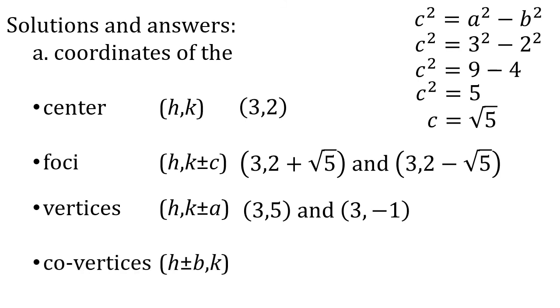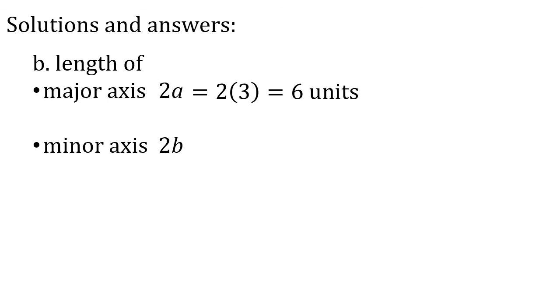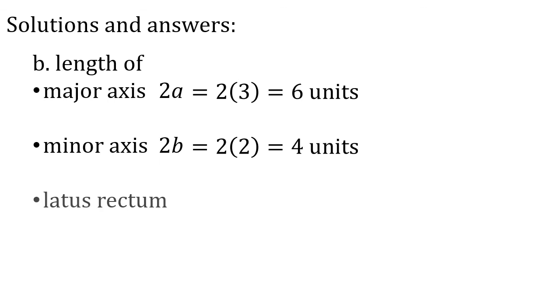The coordinates of the co-vertices are h plus or minus b, k. So we got (5, 2) and (1, 2). Okay, so check if those are the right coordinates. Then for the length of the major axis, 2a equals 2 times 3 equals 6 units. Length of minor axis, 2b equals 2 times 2 equals 4 units.